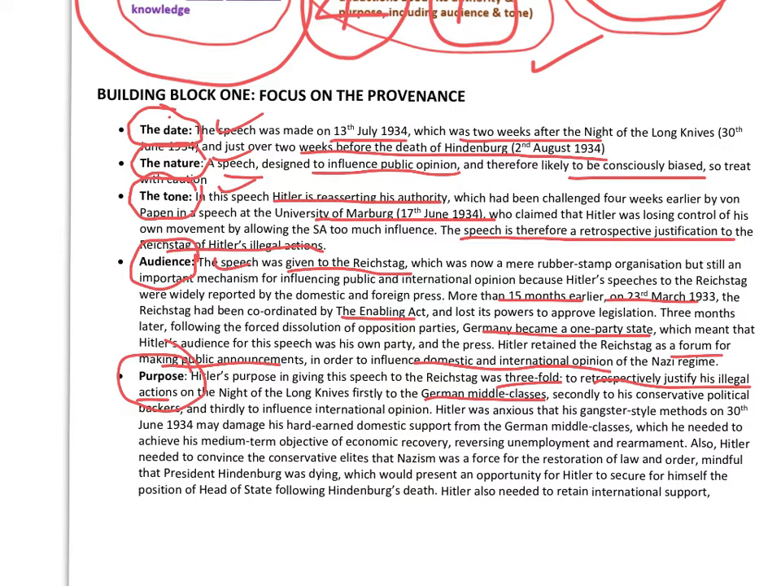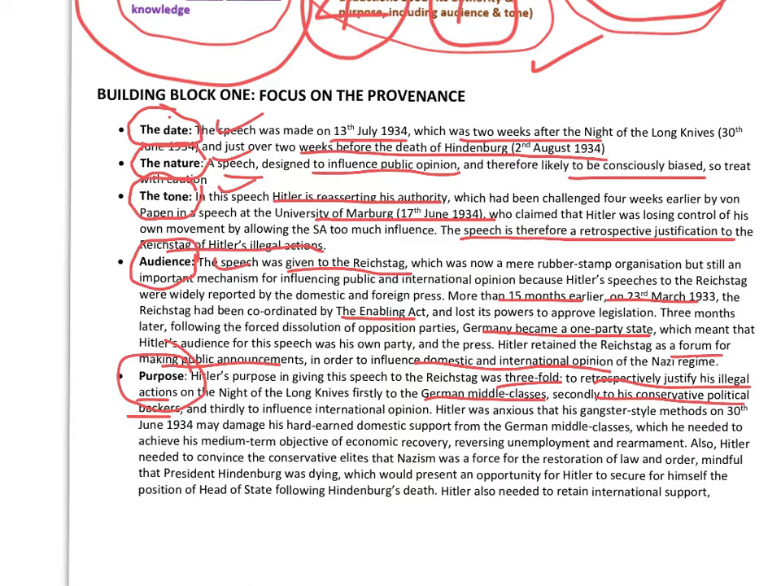They're very anxious about the SA being a quite socialist organisation wanting to take over private enterprise, etc. So it's a very clear message to the German middle classes. Don't worry, by crushing the SA, I am ensuring that private enterprise continues to stay in your hands. Secondly, it's a message to his conservative political backers, the von Papens, etc., of the world, the army leaders, that they will be protected, that they will be part of Germany's future.